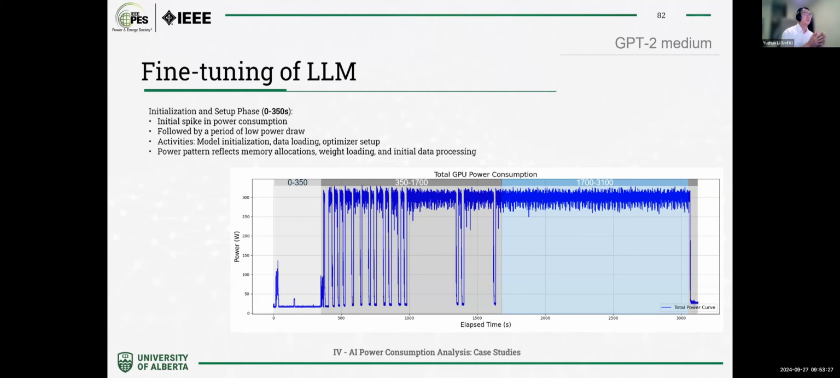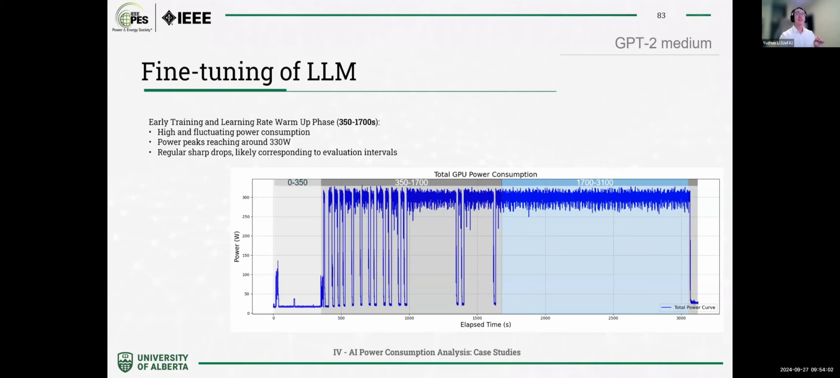So for this fine-tuning case, we decompose into 4 stages. The first stage is from 0 to 350 seconds. This is the warm-up of this whole fine-tuning process. It involves initialization of the algorithm, the data load-in, and also the parameter initialization. This involves very little power consumption, as we can observe.